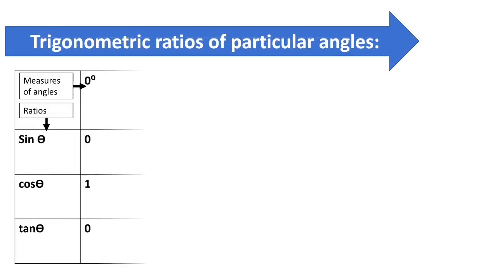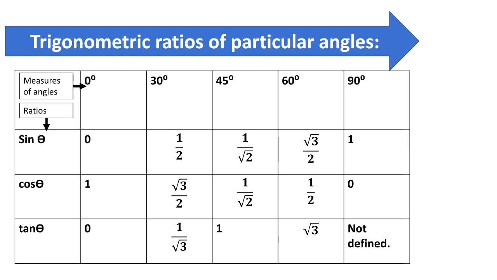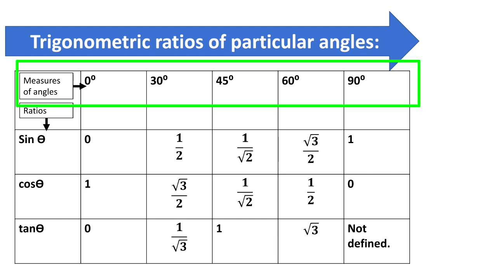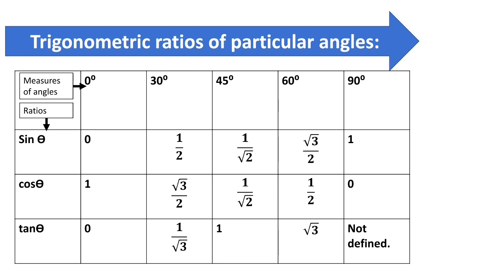Now, if you see in your textbook, there are trigonometry ratios of particular angles given. Above are the measures of angles 0 degrees, 30 degrees, 45 degrees, 60 degrees and 90 degrees. And below, you can see the ratios given: sin theta, cos theta and tan theta. The value of sin 0 degrees is 0. Sin 30 degrees is half. Sin 45 degrees is 1 upon root 2. Sin 60 degrees is root 3 upon 2. And sin 90 degrees is 1.